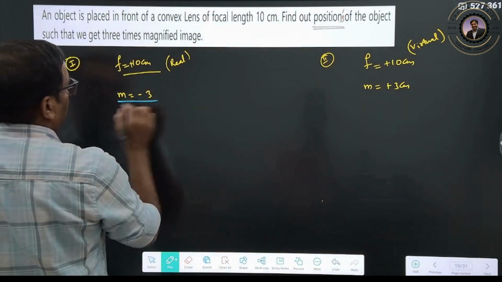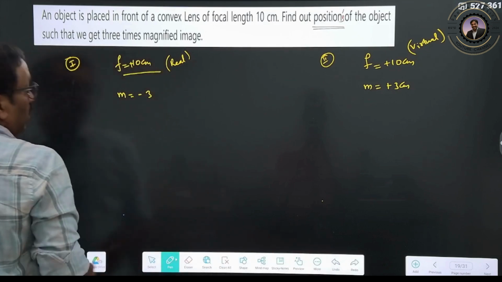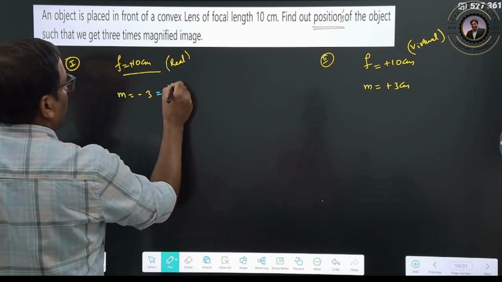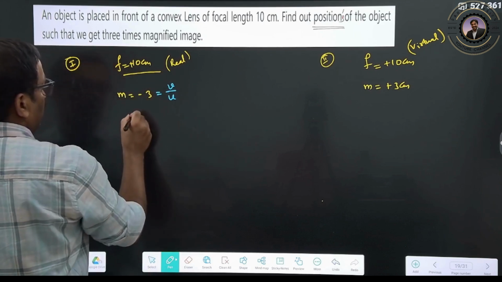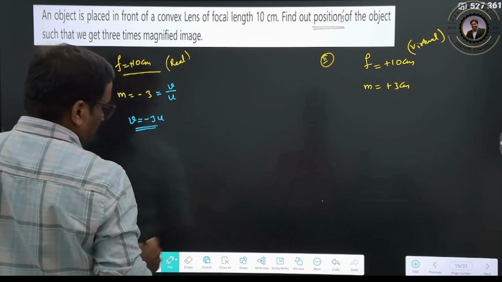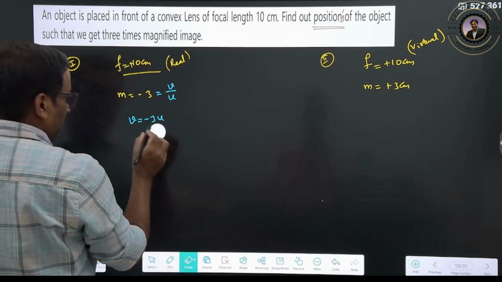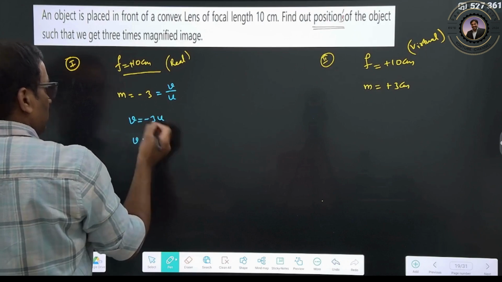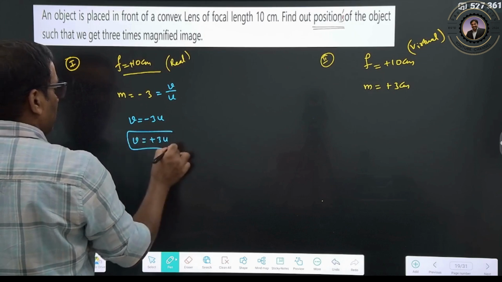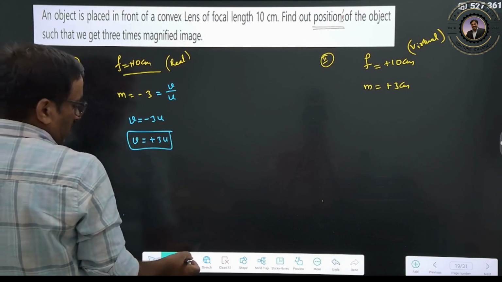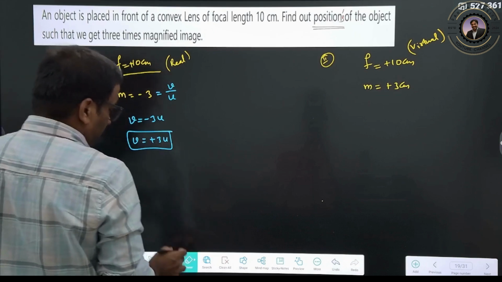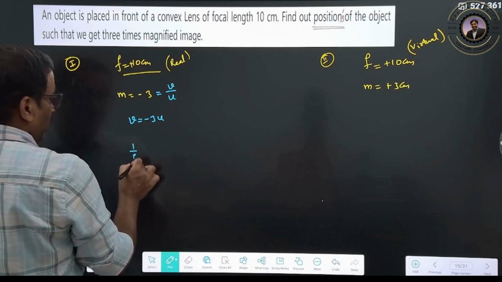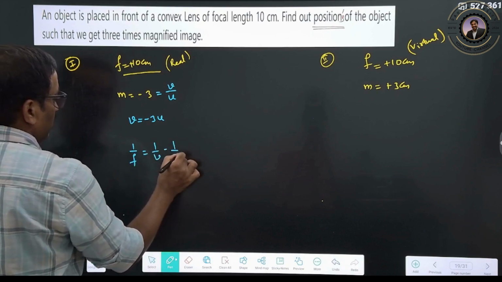Now we will go for magnification of 3. Here magnification we can write as height of the image, therefore it will be V by U, right. So V is equal to minus 3U, clear. U should always be negative. So U is negative means V is equal to minus of minus, plus 3U, clear. So this is with the sign conventions, clear. Right. Now let us see.